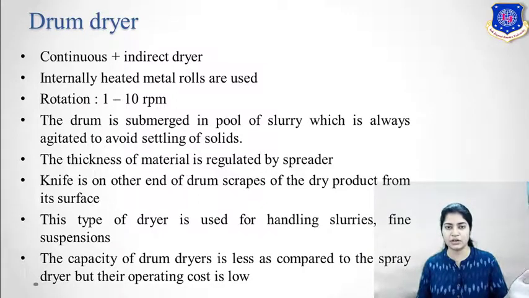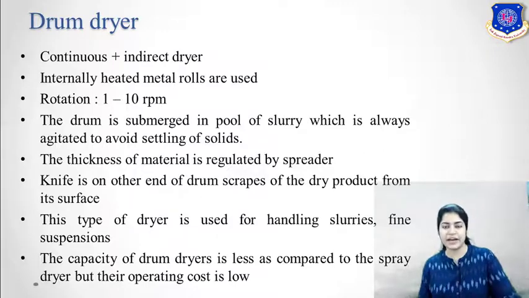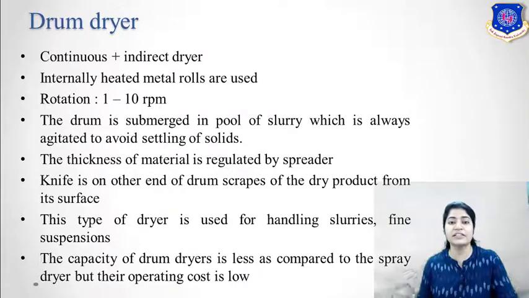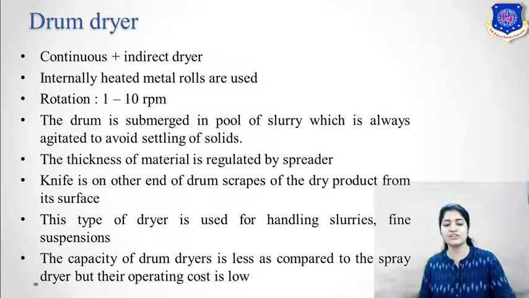We first discussed the types of drying: the mode of operation and the mode of heat transfer. From that we know that the mode of operation is batch and continuous, whereas the mode of heat transfer is direct and indirect. Here, the drum dryer is classified as a continuous type, and the mode of heat transfer is indirect heating. So this is a continuous and indirect type of dryer.